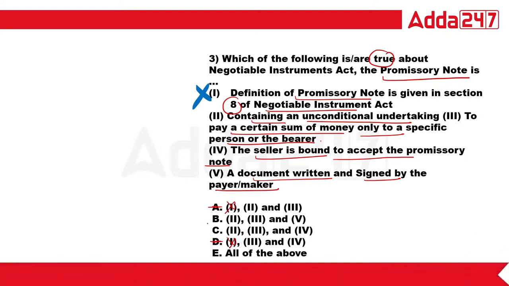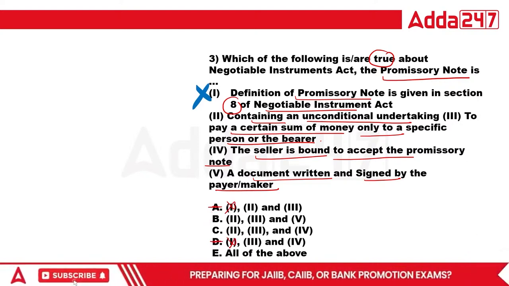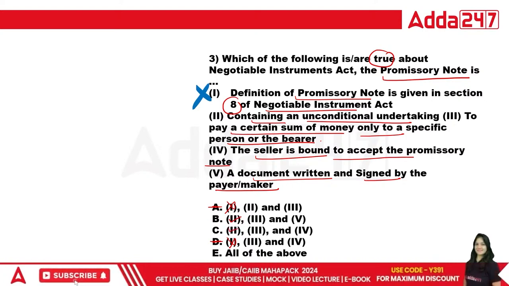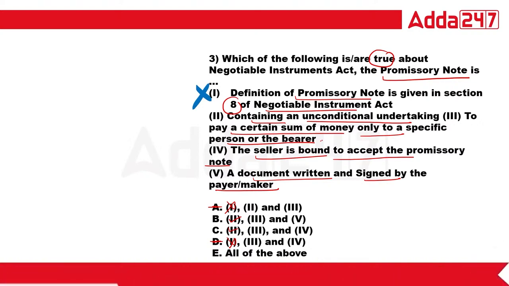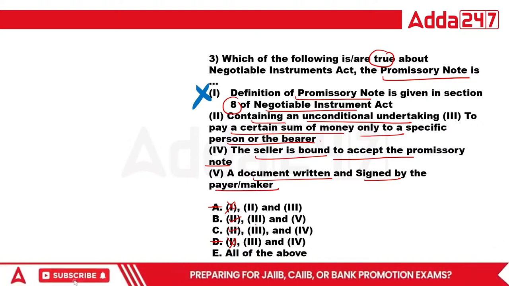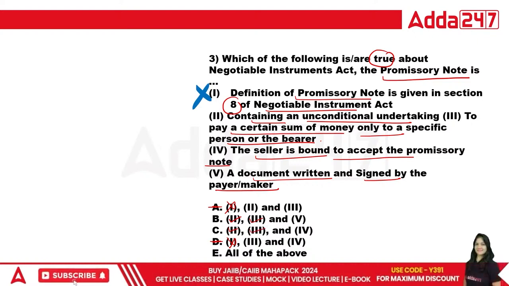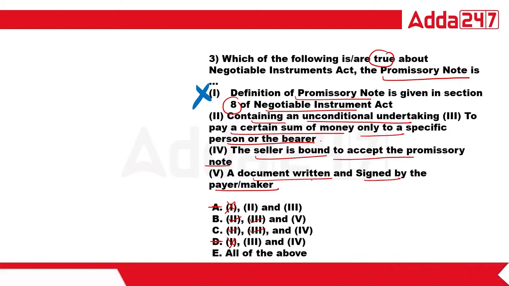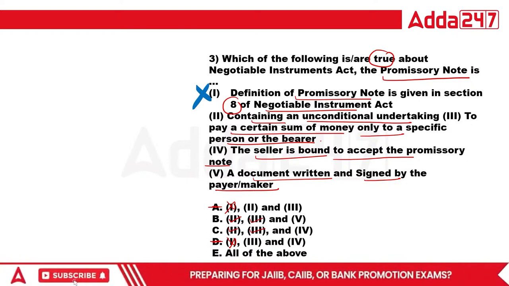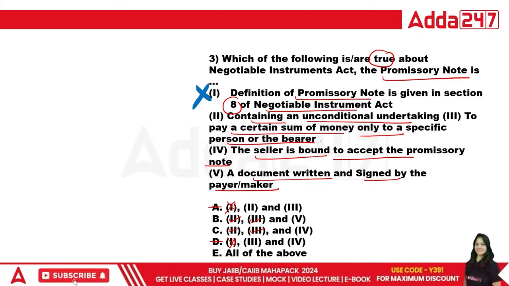Okay, now the second, containing the unconditional, is right. Now the third, to pay a certain sum of money only to the specific person or the bearer, is also right. Now the fourth and fifth. The maker is bound to accept the promissory note, and the document is written and signed by the maker and payer. So what is the right answer for this question?